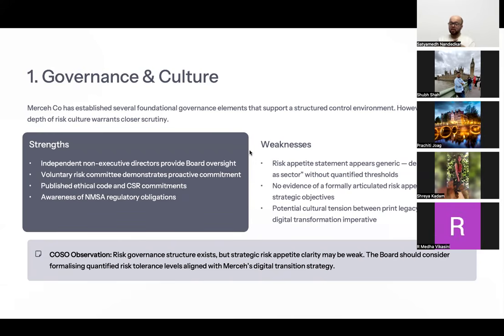The risk governance structure is there, but risk appetite is not very clearly defined. How much is the company willing to take on? Okay. The board should consider formalizing quantified risk tolerance levels aligned with the company's digital transition strategy. Okay. You need to define how much risk you are willing to undertake.